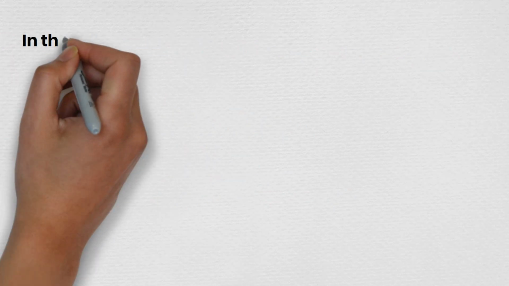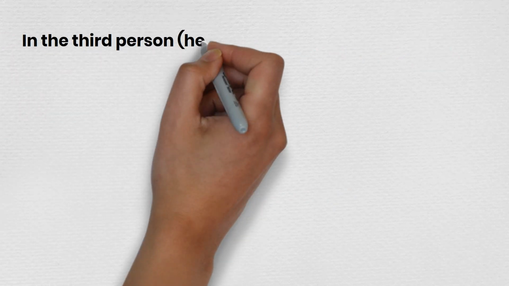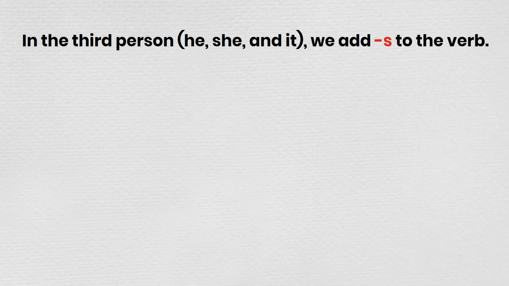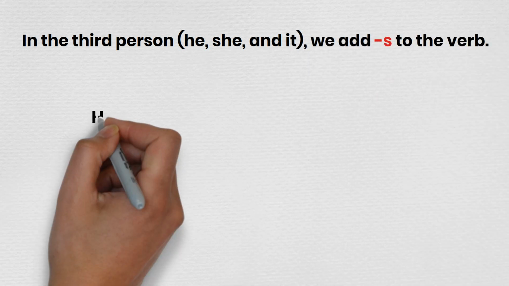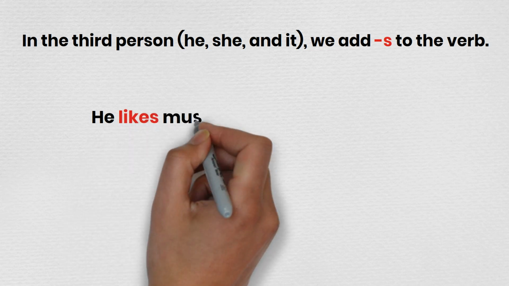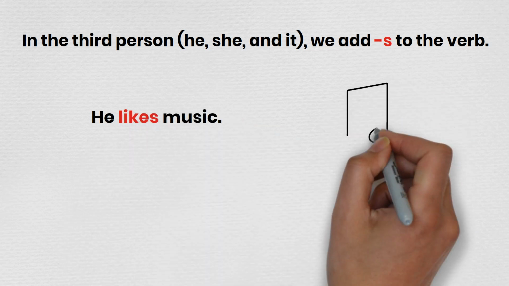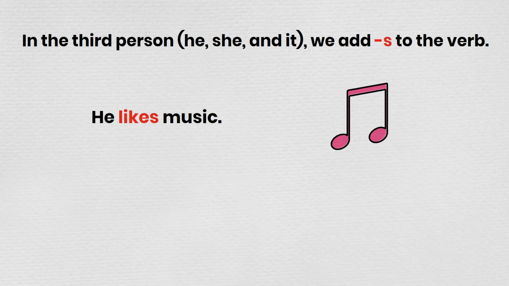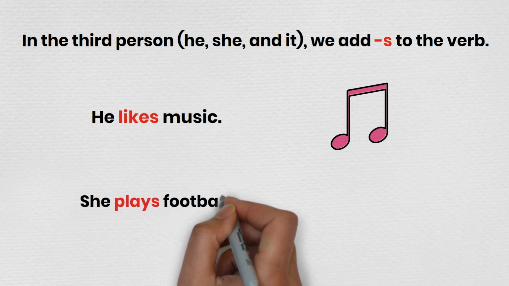In the third person, he, she, and it, we add s to the verb. He likes music. She plays football.